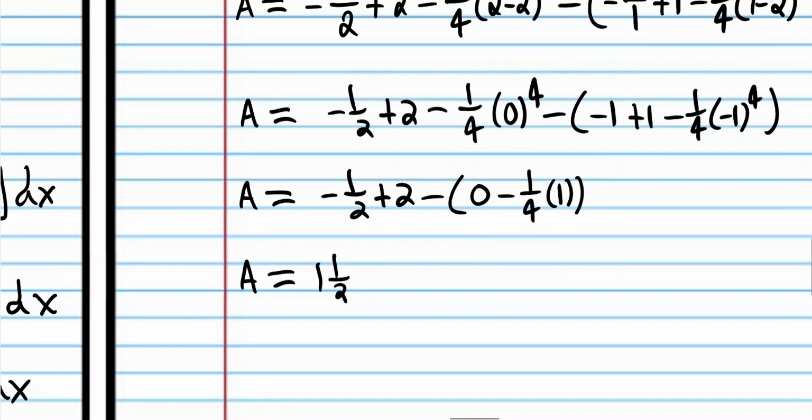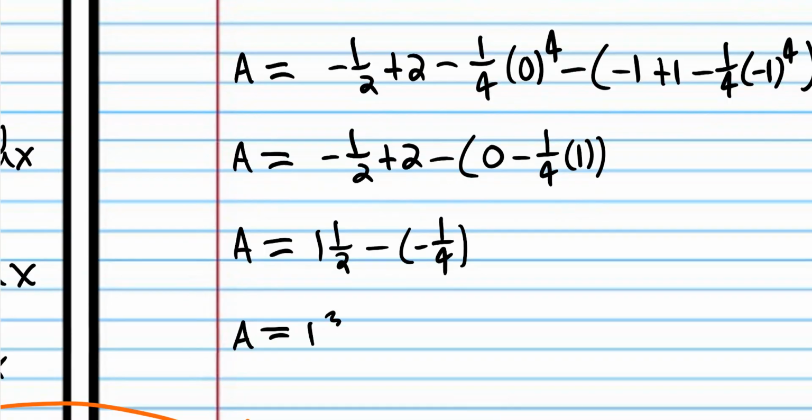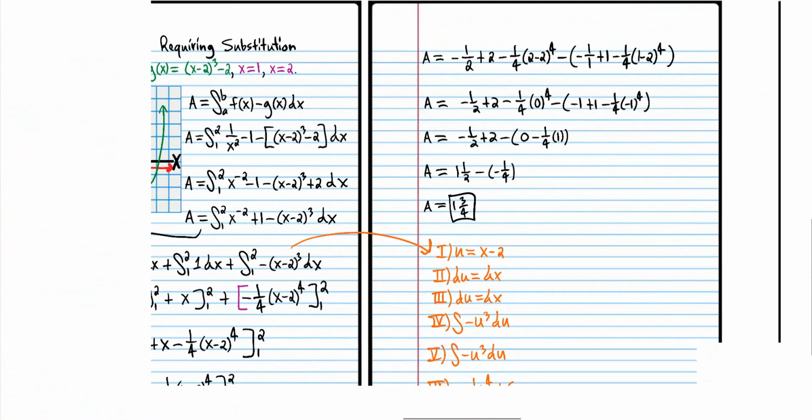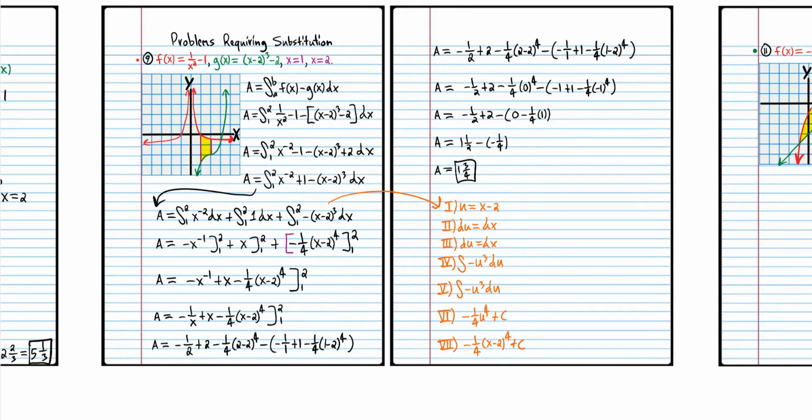And we have 1 1/2 minus negative 1/4. And looks like we have 1 3/4. So in that problem, we had to use substitution. Again, we can't really avoid substitution. It's going to be all over the place in this course and pretty much every calculus course that you take.